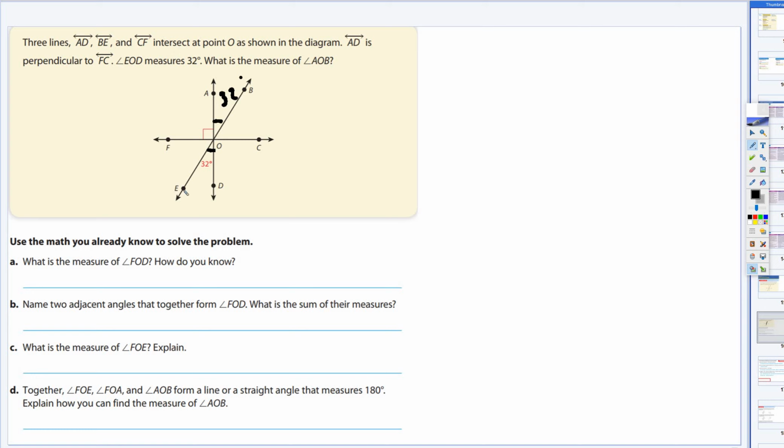So you can also say, what is the measure of angle AOB? Well, since angle EOD measures 32 degrees, the measurement of angle AOB must be 32 degrees because they are vertical angles. You can answer it that way.